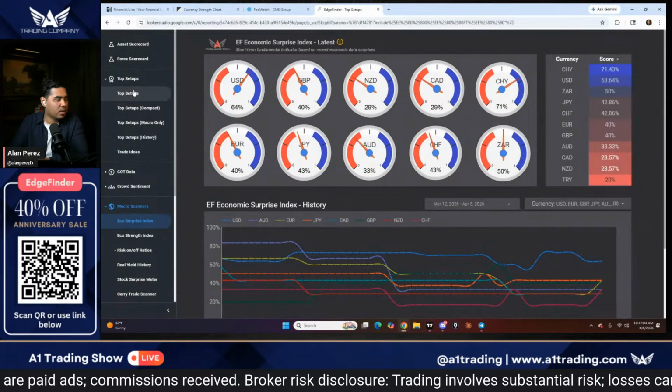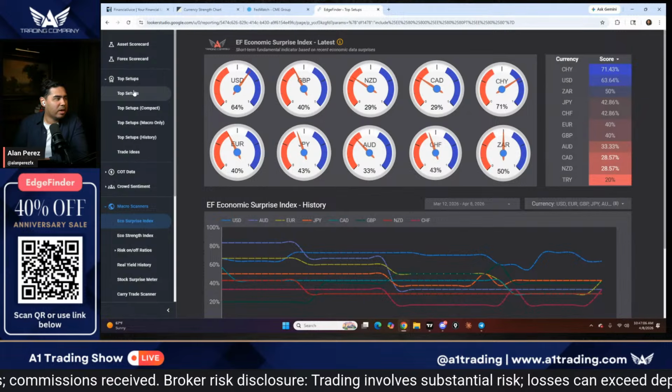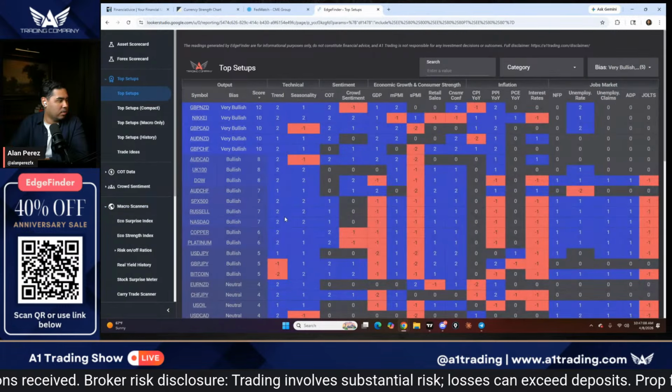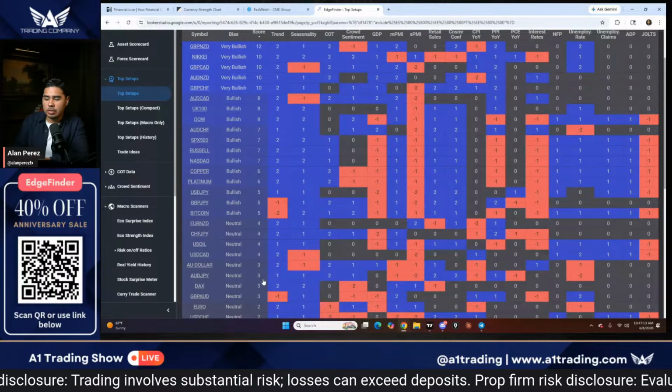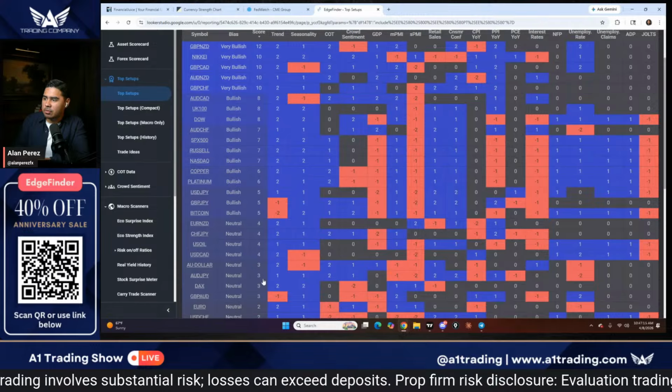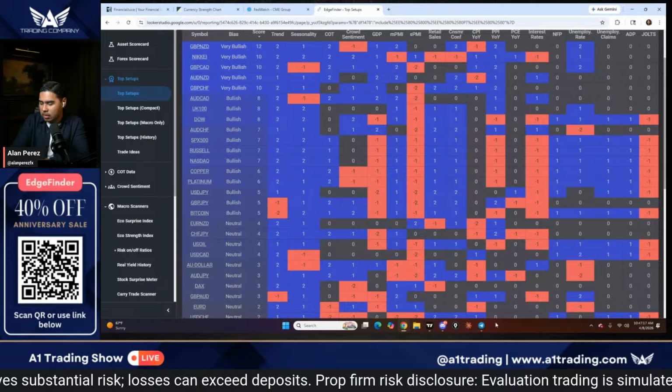But if we could look at the top setups page, let me go ahead and look at that for you, give you the score. Let's see Aussie yen. It's getting a neutral reading of 3 as well. So yeah, probably not the best one.